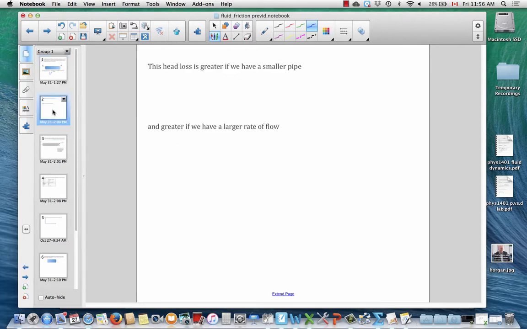Now, we expect the head loss to be greater if you have a smaller pipe. So that suggests that the head loss should be inversely proportional to the radius of the pipe. So that if this radius gets smaller, then the fraction's larger and you have a larger head loss. We also expect that if you're trying to force more fluid through, then the head loss would increase. So the head loss should vary with the volume rate of flow.